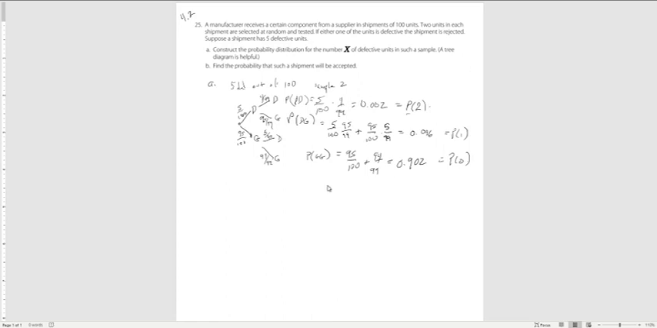So there's the probability distribution. So looking at the probability that it will be accepted, it gets rejected if there's 1 or 2. So the probability it is accepted is the probability that there's 0, which is 0.902.